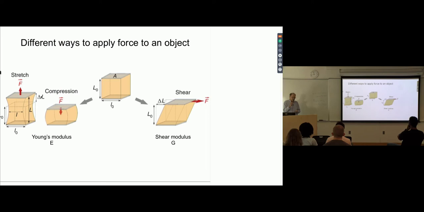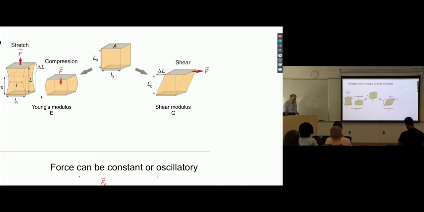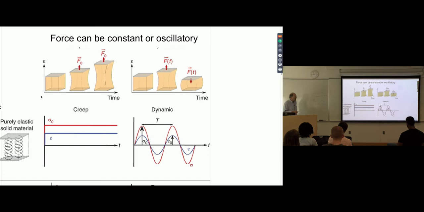So when you compress it, you can still put a shear deformation on it. And that combination of uniaxial strains and shear strains happens all the time. And it's turned out to be something worth looking at. Okay, and again, as I mentioned, force can be either constant or oscillatory.